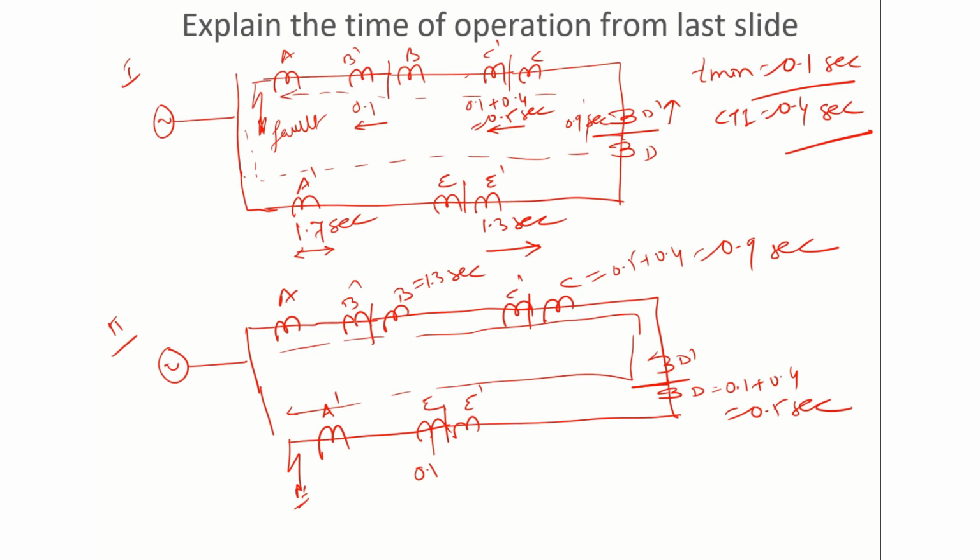And if B also fails to clear the fault, then finally A should trip and it will isolate the whole system. And this time will be 1.7 second. There are two things that you can see. Whenever any relay away from the fault operates, basically the backup relay, for example, this E relay is basically the primary relay for this fault. So if the primary relay operates, it will isolate the fault very quickly. But if the primary relay fails to operate, then the backup relay on the other bus will operate.